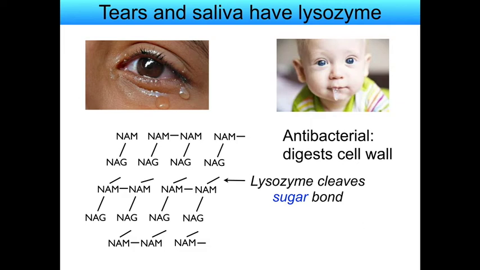Well, our body does have some antibacterial agents at the forefront of the fight. For example, both tears and saliva have lysozyme. So lysozyme is antibacterial. It digests the cell wall. What does it digest? It actually cleaves the sugar bond. It cleaves between N-acetylglucosamine and N-acetylmuramic acid.